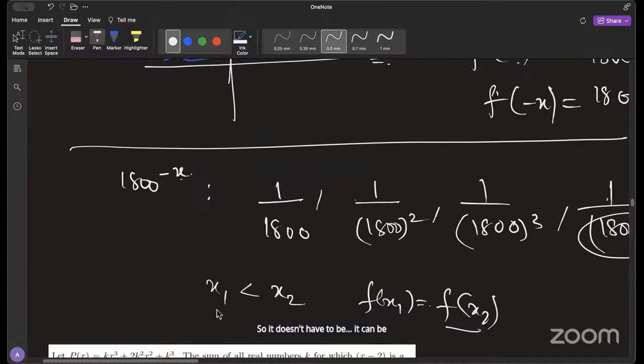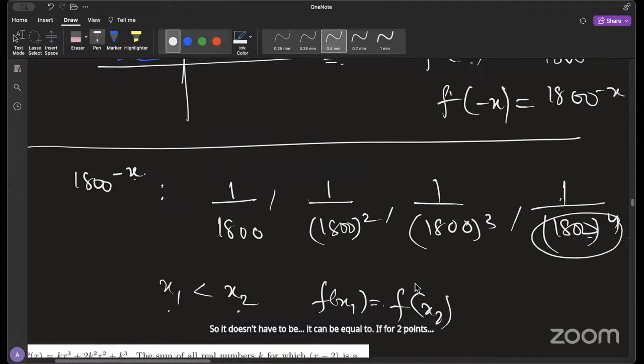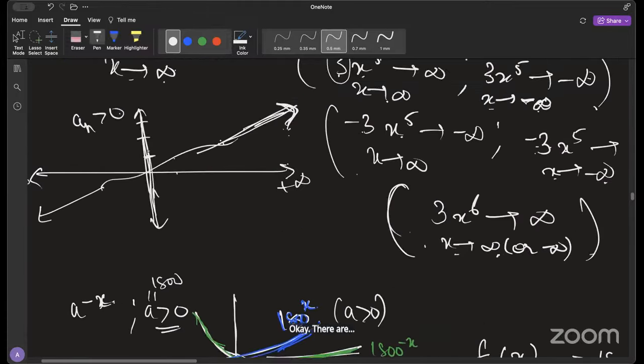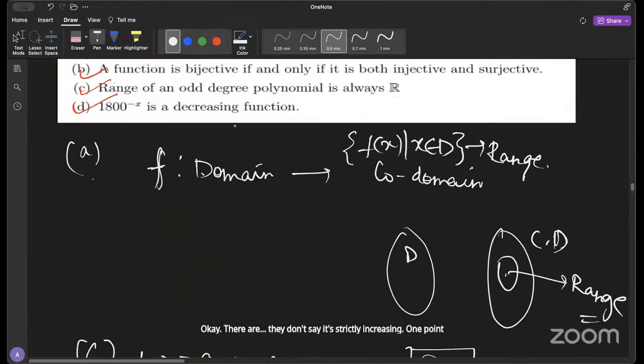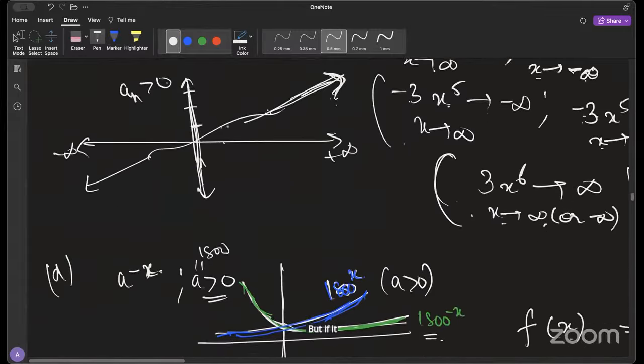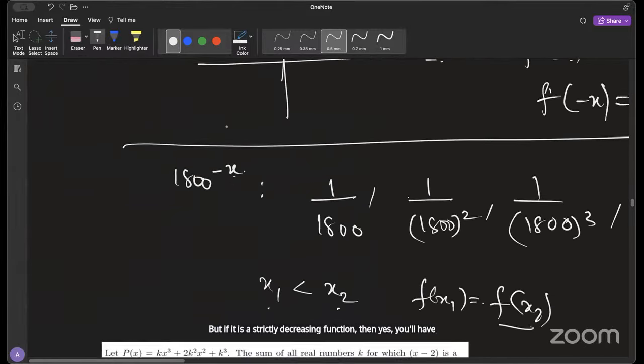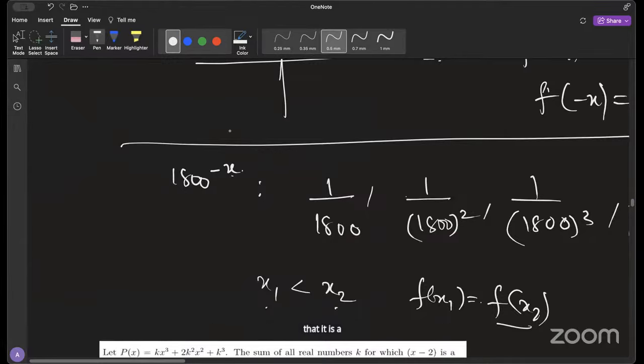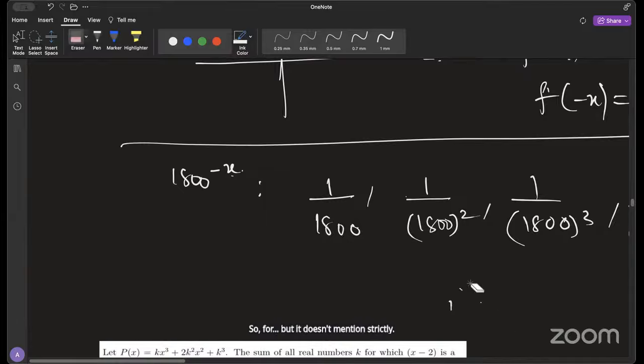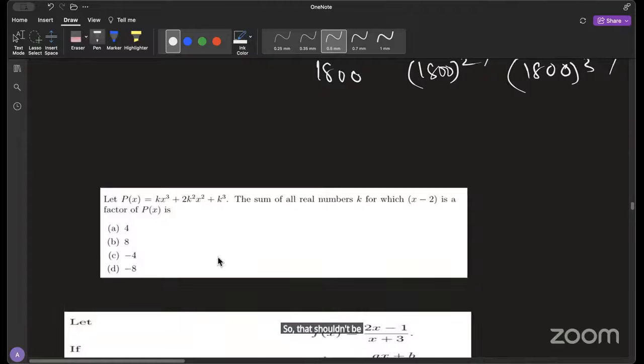It can be equal to. For 2 points, they don't say it's strictly increasing. But if it is a strictly decreasing function, then yes, you'll have to make sure that it is a 1 function, because that only allows strictly less than or strictly greater than. It doesn't allow equal to there, right? Yes, but it doesn't mention strictly, so that shouldn't be a problem.